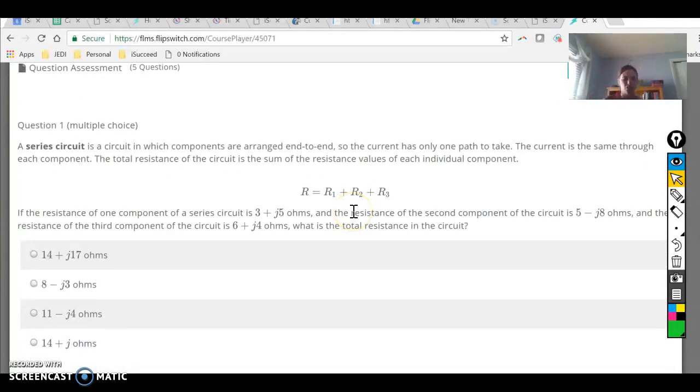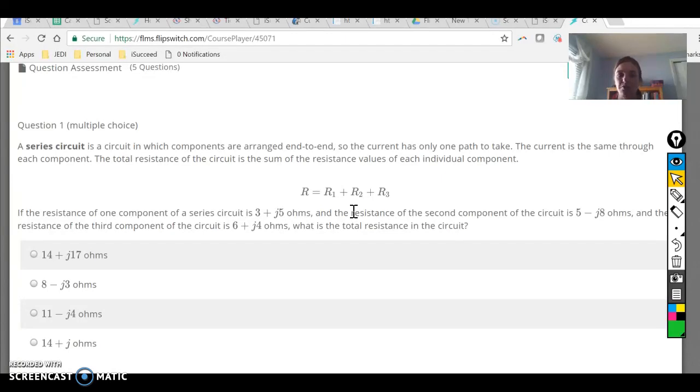A series circuit is a circuit in which components are arranged end to end, and we already went through this. The total resistance of the circuit is the sum of the resistance values of each individual component. If the resistance of one component of a series circuit is 3 plus J5 ohms, and the resistance of the second component of the circuit is 5 minus J8 ohms, and the resistance of the third component of the circuit is 6 plus J4 ohms, what is the total resistance of the circuit?